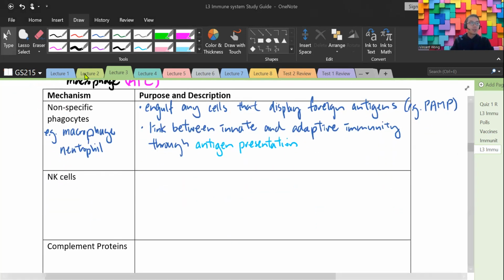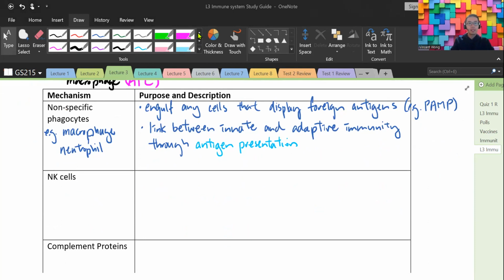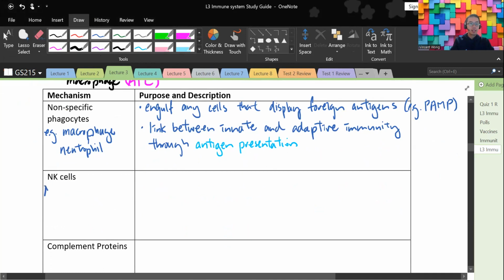Next, we have the NK cells. What does NK cell stand for? Anybody remember? NK cells. Natural killer cell. That's right. These are the natural killer cells. It's kind of a violent name. And the purpose of the natural killer cells is to kill infected cells. Any cells that have been infected with a virus, for example, the NK cells will recognize them and kill them. And also cancerous cells.